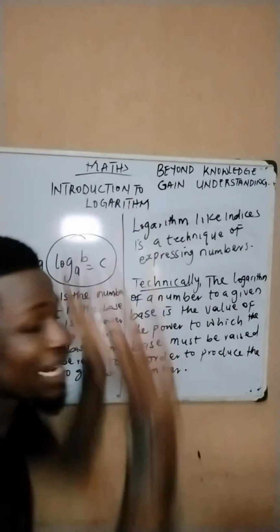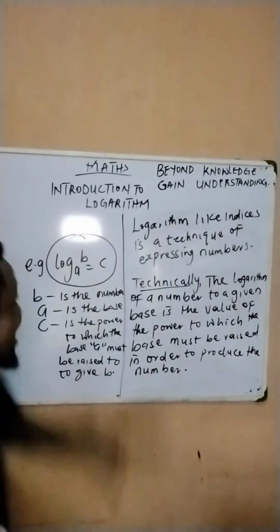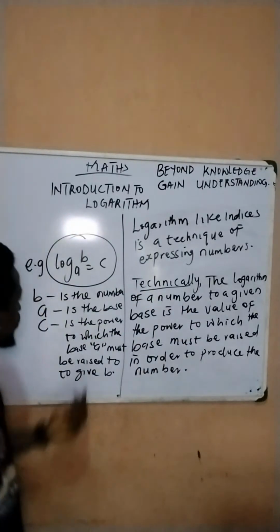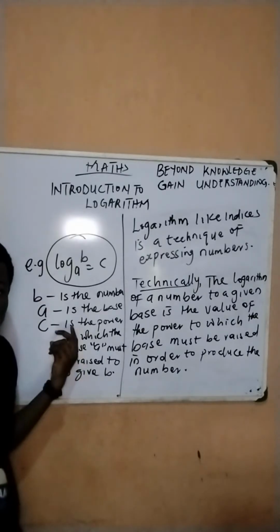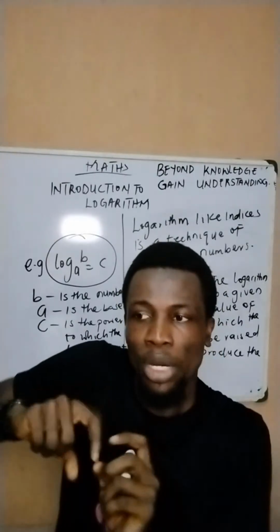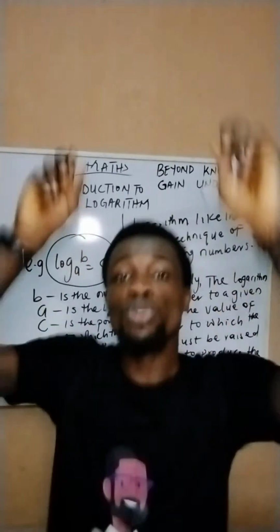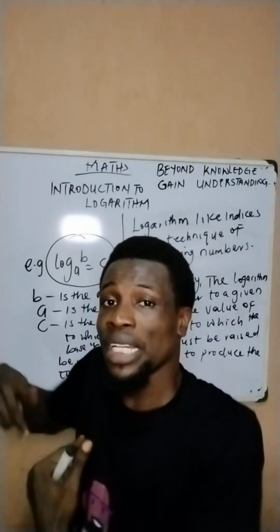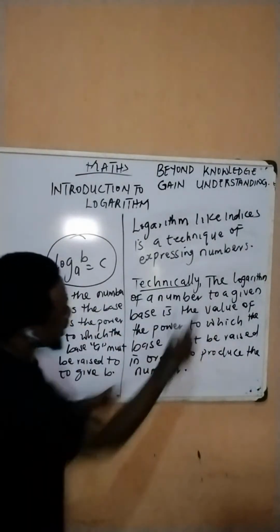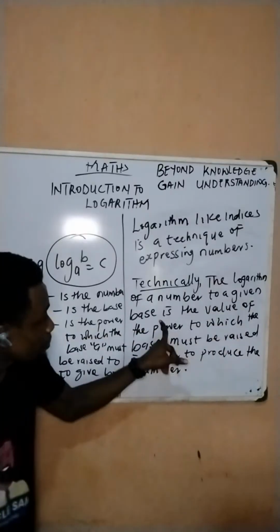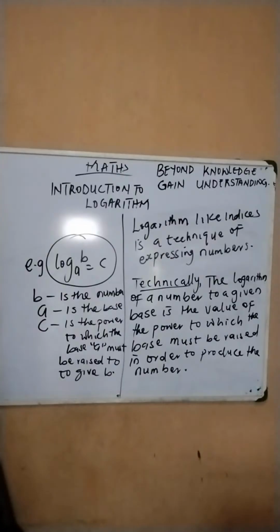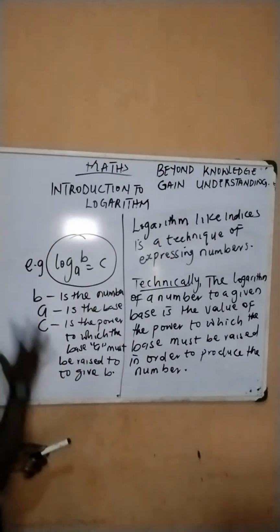So just like indices is a technique of expressing numbers, logarithm itself is also a technique of expressing numbers. Once we have a particular number and we know the base, what we're looking for is what power the base would be raised to in order to give us the equivalent of that particular value. So in essence, technically, the logarithm of a number to a given base is the value of the power to which the base must be raised in order to produce the number. So this is what I put out here.